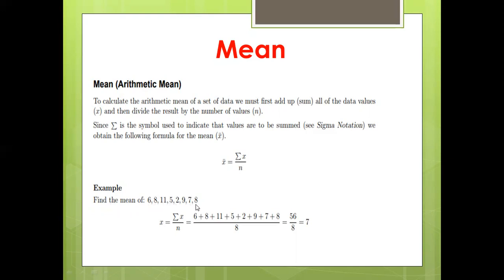Here is an example for ungrouped data: find the mean of 6, 8, 11, 5, 2, 9, 7, 8. Here are 8 values. Total number of values is 8, that is n is equal to 8. Summation x means x1, x2, x3, x4, x5, x6, x7, x8. Add these values and divide by n. The summation of x is 6 plus 8 plus 11 plus 5 plus 2 plus 9 plus 7 plus 8 divided by 8, which is equal to 56 upon 8, equal to 7.